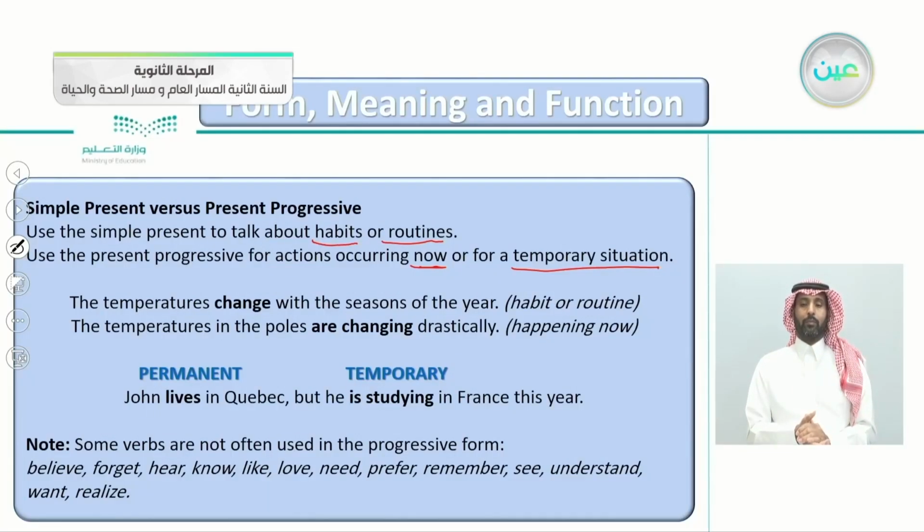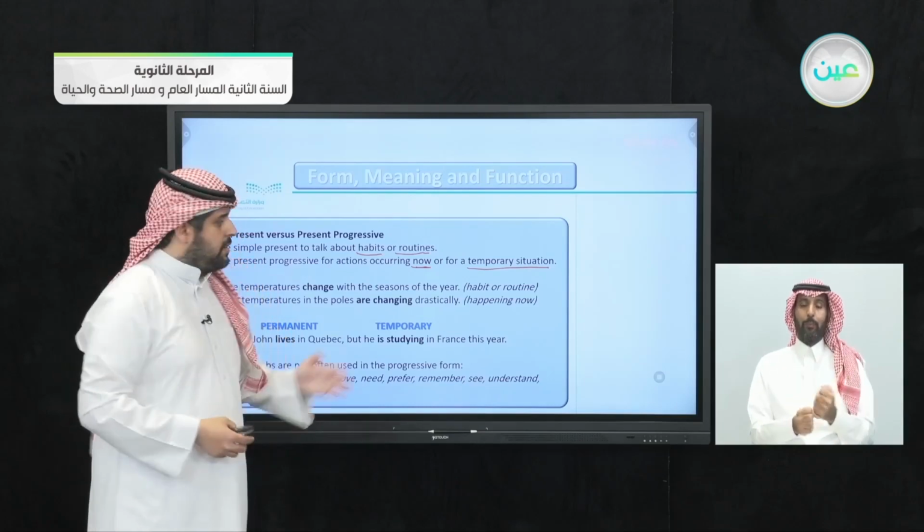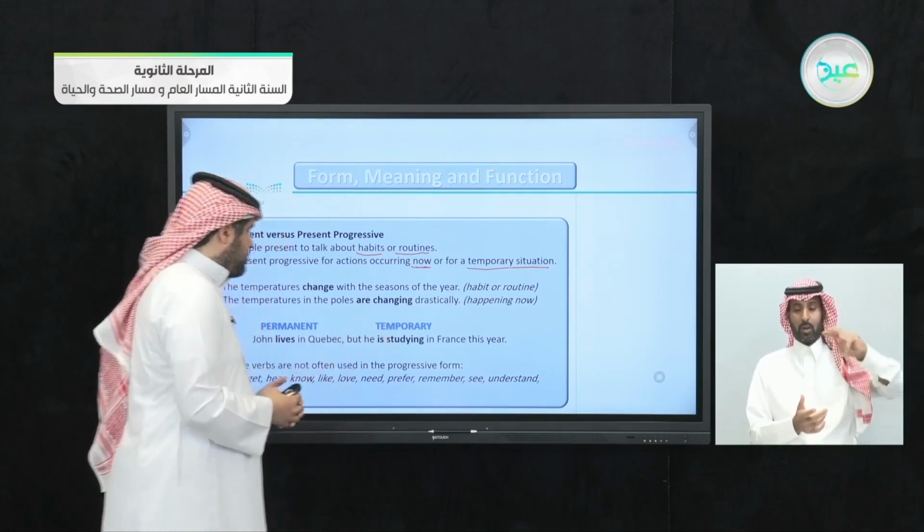The temperatures change with the season of the year. This is habit or routine. Again, the temperatures change with the seasons of the year. Of course, the temperature changes from the winter to the summer. So this is a routine, a yearly routine, of course. The temperatures in the poles are changing drastically. This is happening now. When you say the temperatures in the poles are changing, this is happening now, so this is the progressive.